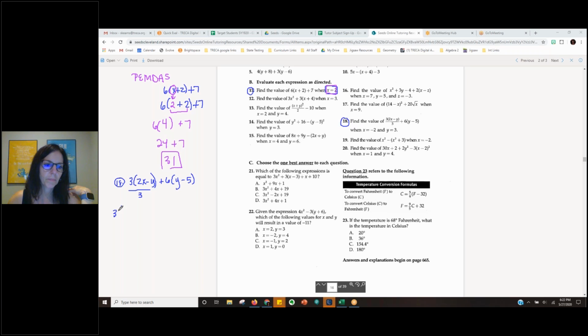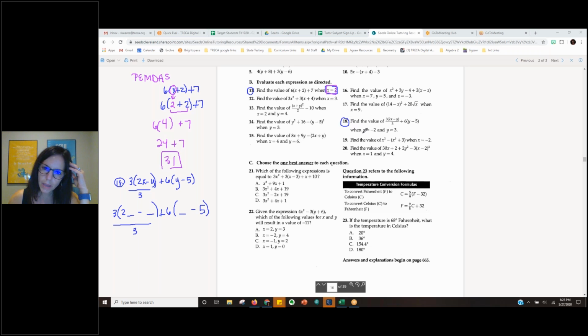So I have 3 times 2, now there's an x there. I'm just going to put a little mark so I remember, minus a y all over 3, plus 6, I'm supposed to have a little y in here, minus 5. Okay, let's change our color. And we're changing it to pink this time.